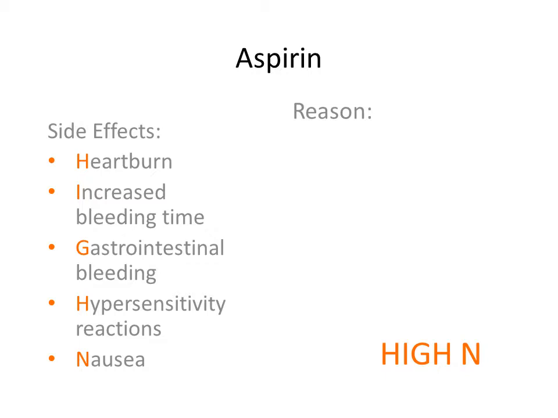Now, going through them, the top two and the last one, nausea. So heartburn, increased bleeding time, and nausea, as well as gastrointestinal bleeding. That's all really just to do with aspirin itself and how it works. So it irritates some people's stomach linings very, very quickly, and they're quite sensitive to it. And that's why you see especially nausea, heartburn, and at worst case you see some gastrointestinal bleeding.